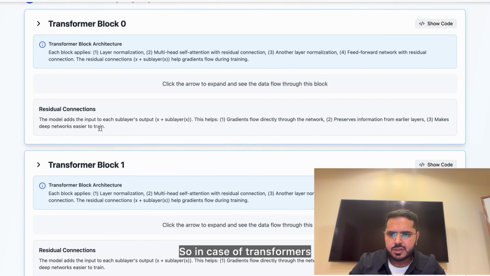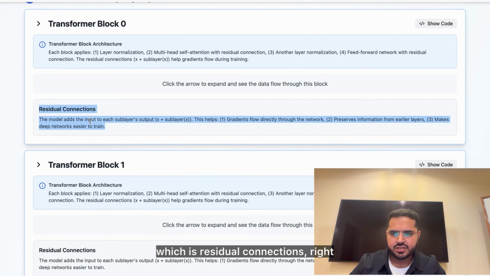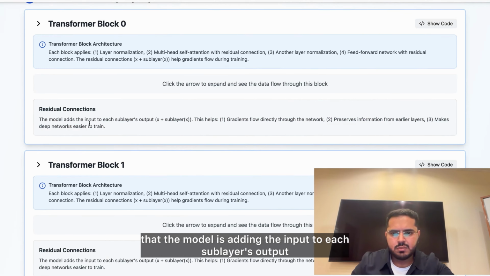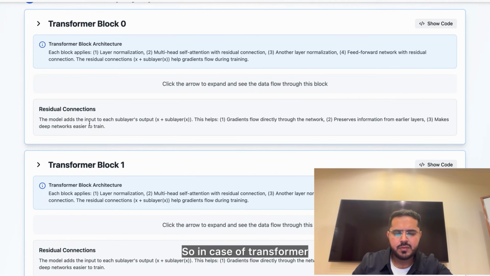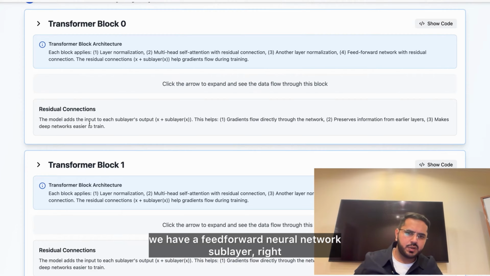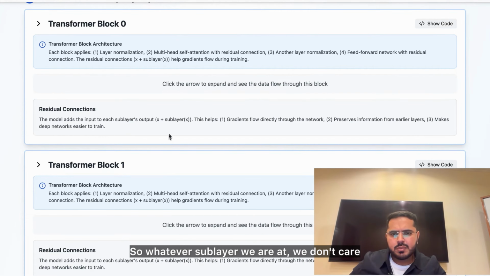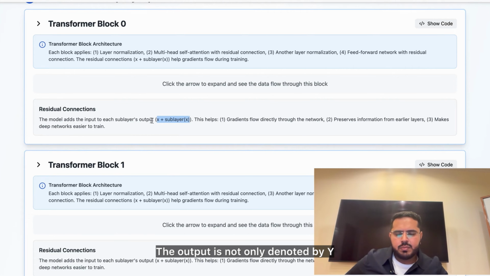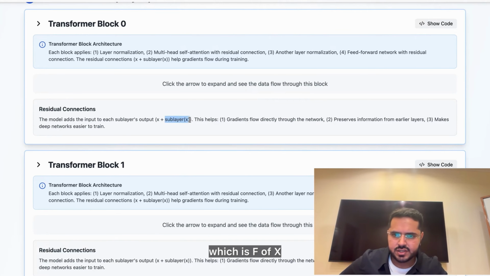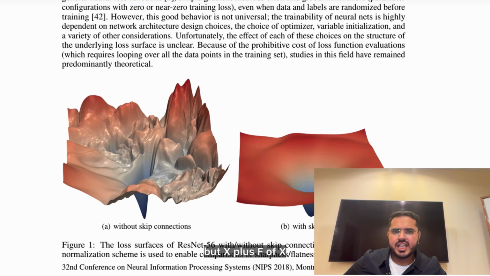So in case of transformers, we had seen this idea, which is residual connections, right? What we saw was that the model is adding the input to each sublayer's output. In case of transformer, we call it a sublayer. We have an attention sublayer, we have a feed forward neural network sublayer, right? Whatever sublayer we are at, we don't care. The output is not only denoted by y. Here y is x plus f of x, right? Let's say f of x is the transformation that the sublayer has done. So the new output is nothing but x plus f of x.